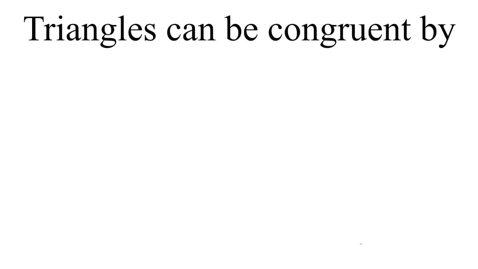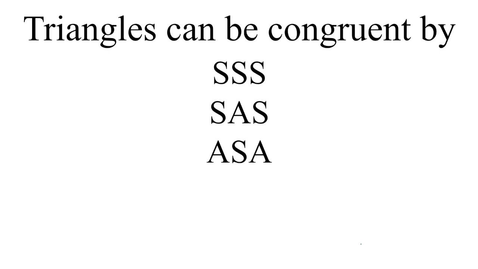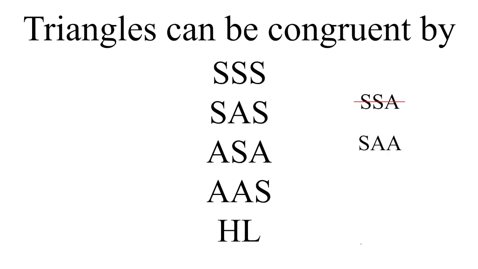So now, triangles can be congruent by side, side, side; side, angle, side; angle, side, angle; angle, angle, side; or hypotenuse leg. They cannot be congruent by side, side, angle. There is no such thing. There's no such thing as side, angle, angle. And there is no such thing as angle, side, side.